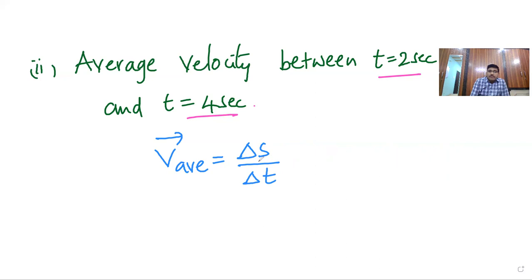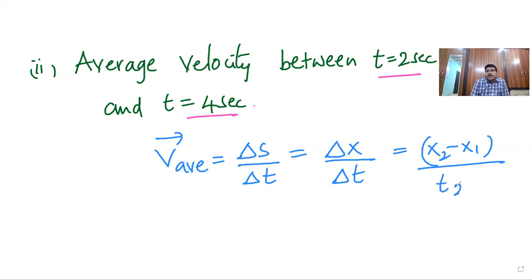Now, can I write it like this? Because the equation is in terms of x, in place of s we have x, dx by dt. Change in displacement, x2 minus x1, divided by t2 minus t1. Clear?